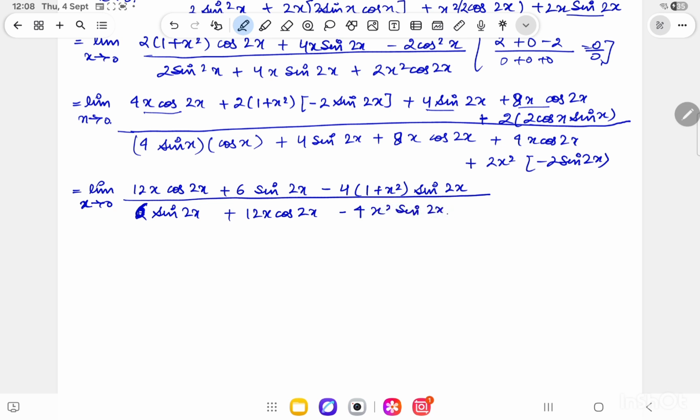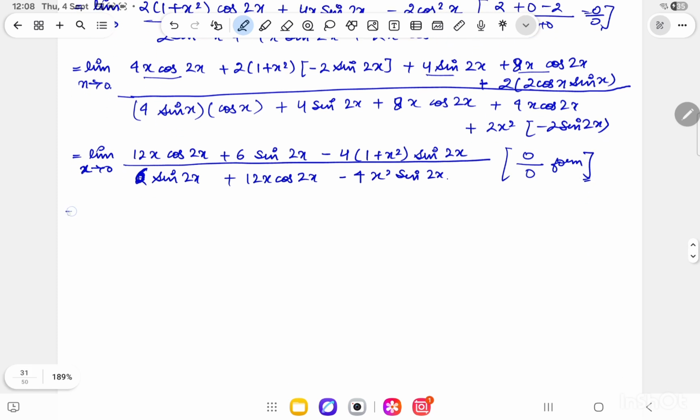If I check limit of this term, again I'll be getting the same thing. So let's just see what we get. If I put x equals to 0, so it is 0 in numerator and in denominator 0. Again it's 0 upon 0 form. So let's use L'Hopital rule again.